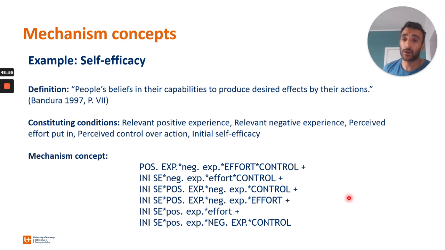This mechanism concept indicates under which circumstances, in which contextual conditions, this mechanism will be present or activated, and which causal structure. Actually, these are several different causal structures, right? This is a causal structure, this is a causal structure, this can be seen as a causal structure. It shows which causal structures give rise to the mechanism of self-efficacy.